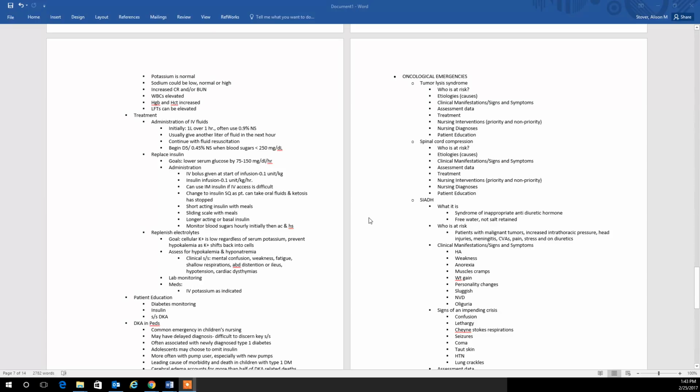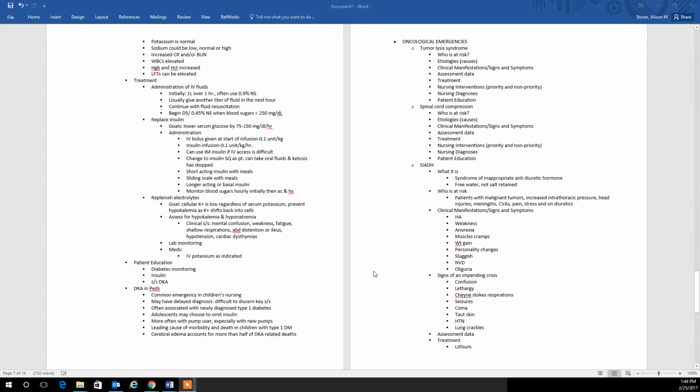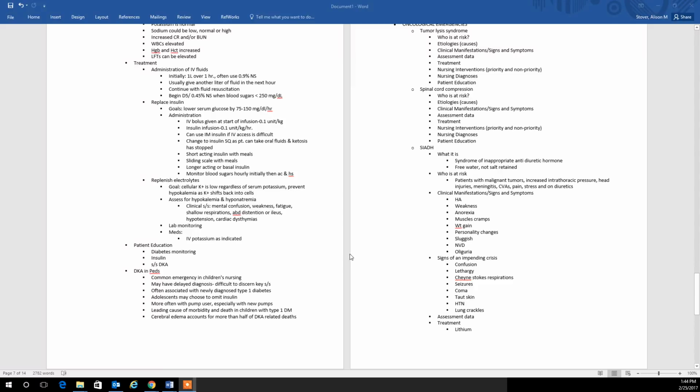Treatment for a patient in DKA: IV fluids, obviously. Give 1 liter over an hour, use normal saline, continue with fluid resuscitation, replace insulin, and replenish electrolytes, depending on what electrolyte abnormality is happening. Patient education: you want to educate your patient on proper diabetes care, and also on the signs and symptoms that go along with DKA.